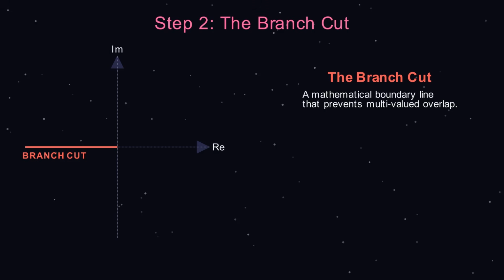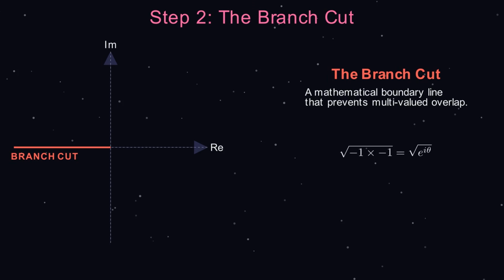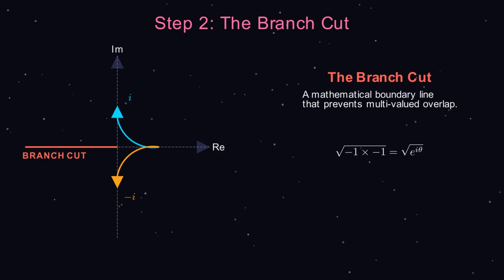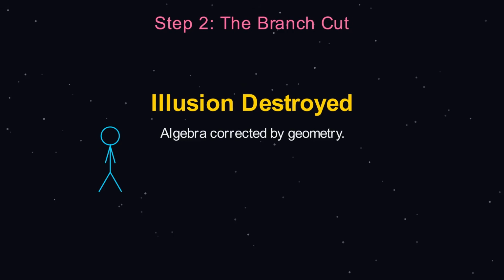And to make functions consistent, mathematicians define a branch cut, a boundary line we cannot cross. When we write the square root of -1 times -1, the path we take around the origin matters. If we rotate one way, we get i. If we rotate the other, we get negative i. By multiplying the square roots blindly, we accidentally cross the branch cut, mixing up different branches of the square root function. When visualized geometrically, the illusion is completely destroyed.